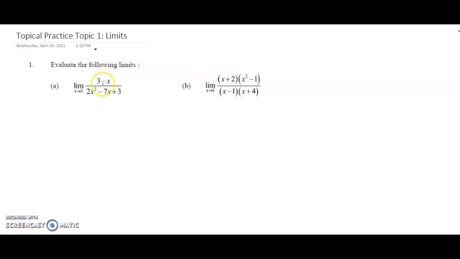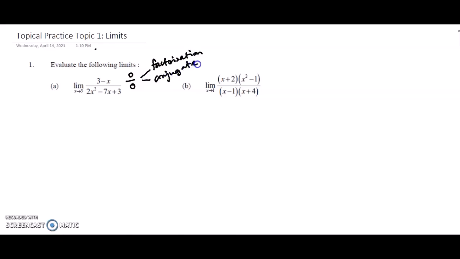Question A. First, if we need to evaluate this limit, we need to use the substitution method first, meaning that we are going to substitute the 3 inside. Here the x, you have 0 on top, and down here you have 0 below as well. If we have 0 over 0, it means our substitution has failed. So we need to either go for factorization or we need to go for conjugate.